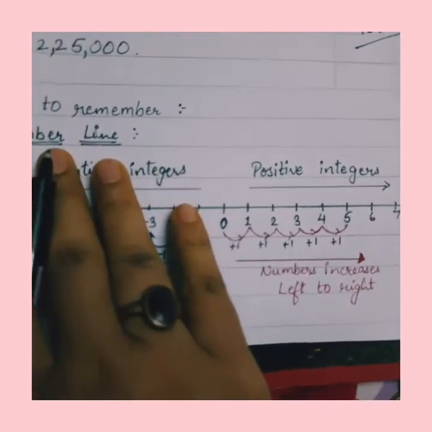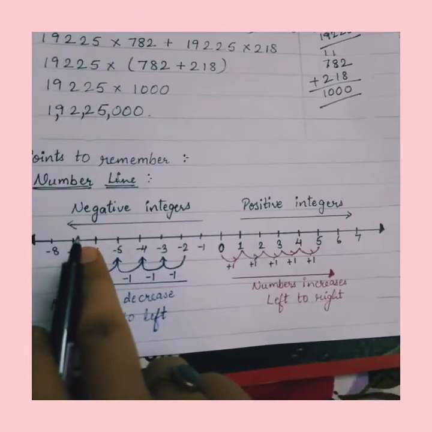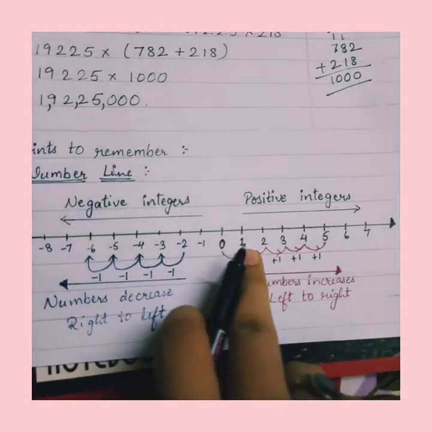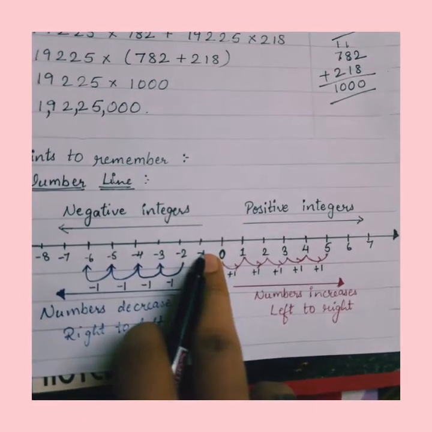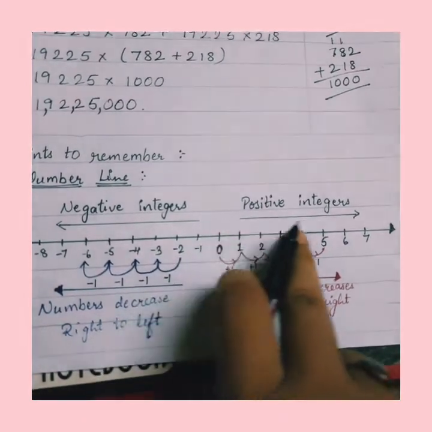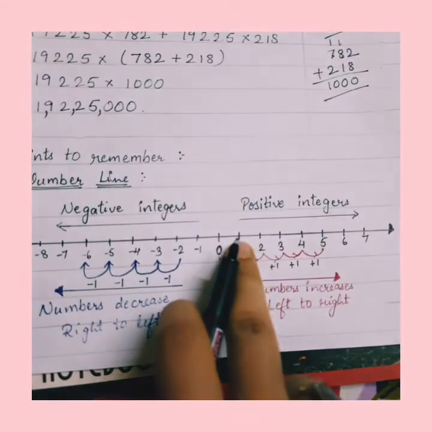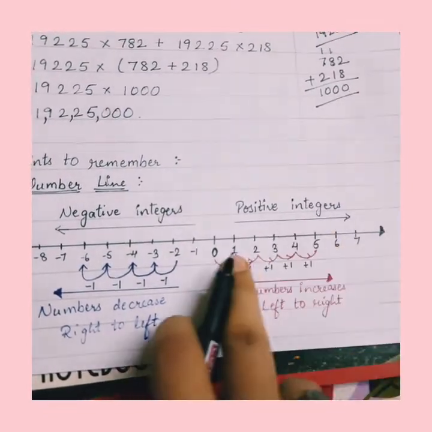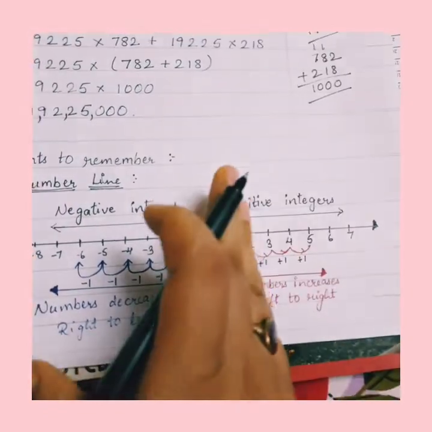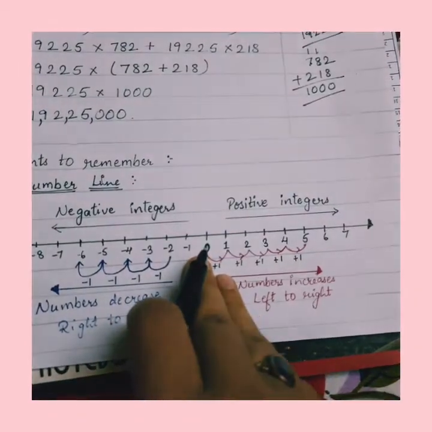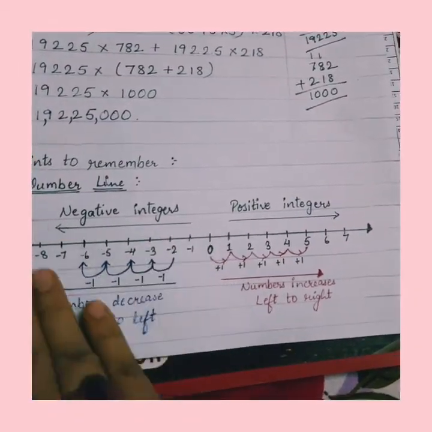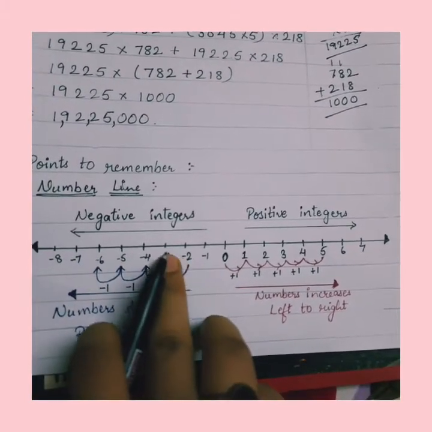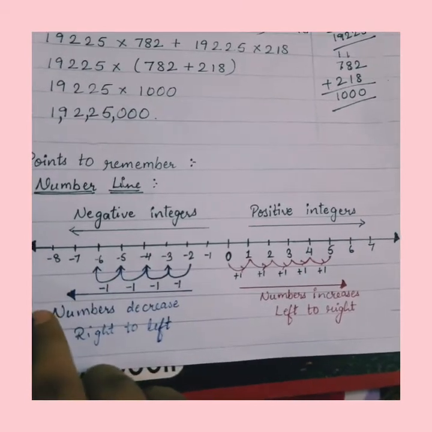So as you can see here, one number line I have drawn here, and I have marked the different numbers on it. 0 is at the center, and on the right hand side of the 0 you can see all the positive integers, 1, 2, 3, 4, 5, 6, 7 like that. So you can see here all the positive integers are on the right hand side of 0, and on the left hand side of 0 all negative integers are there, like -1, -2, -3, -4 and so on.